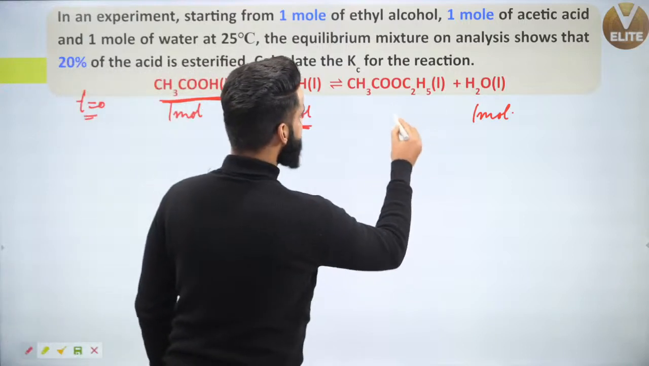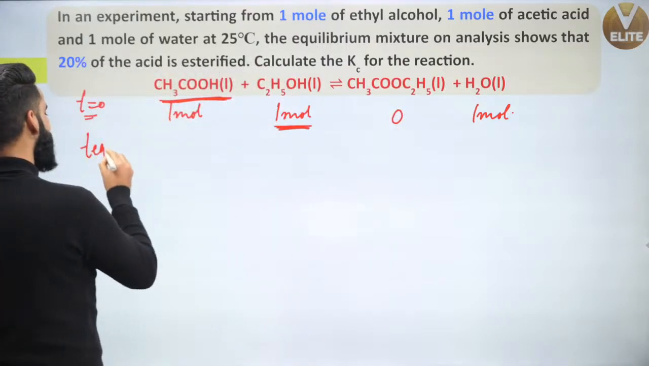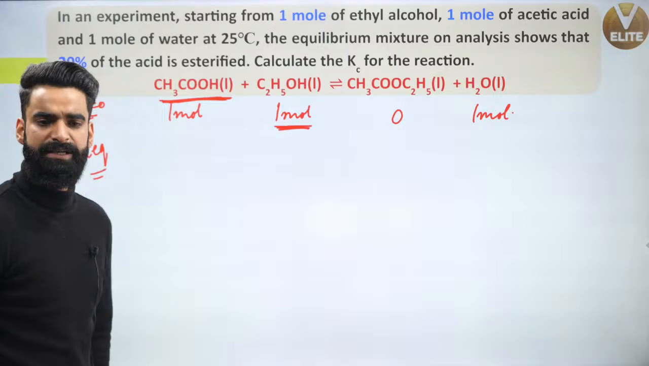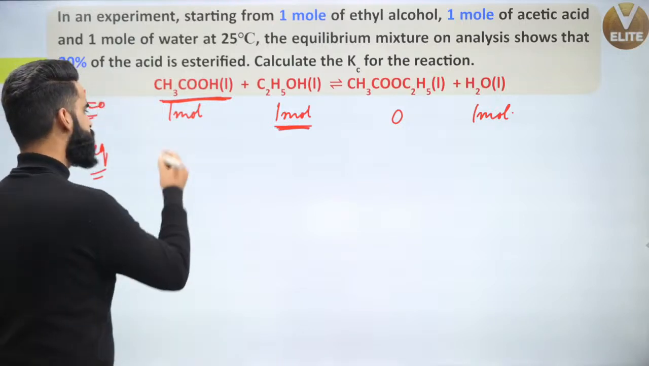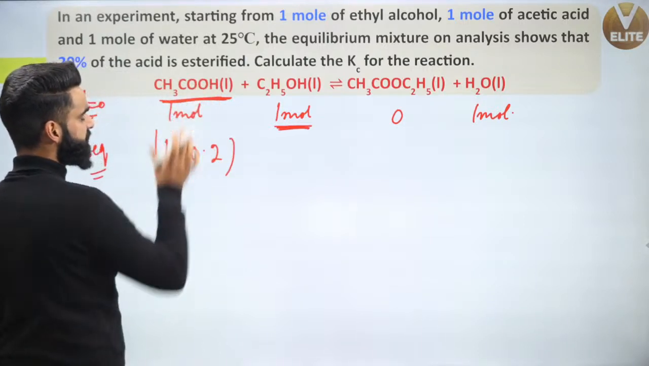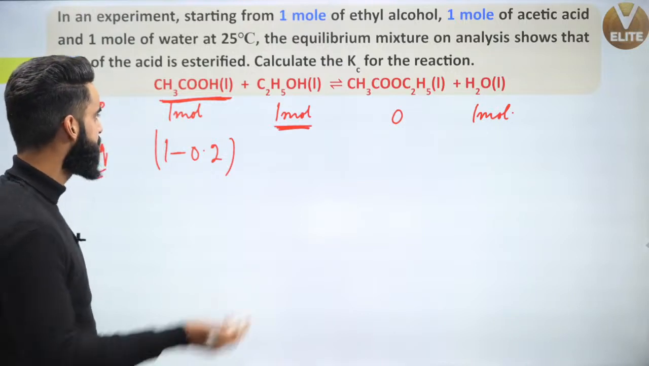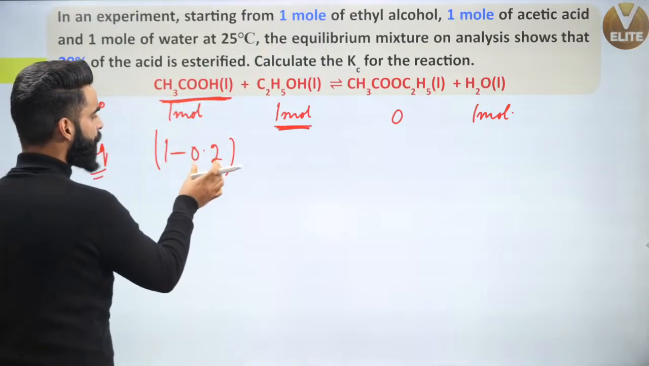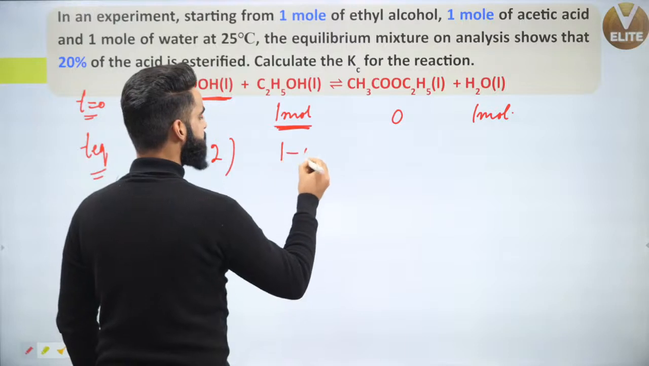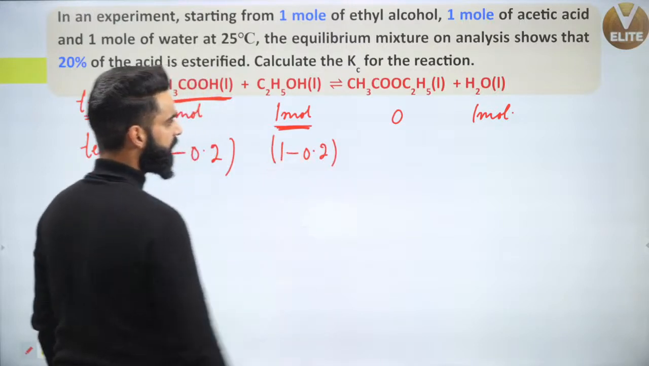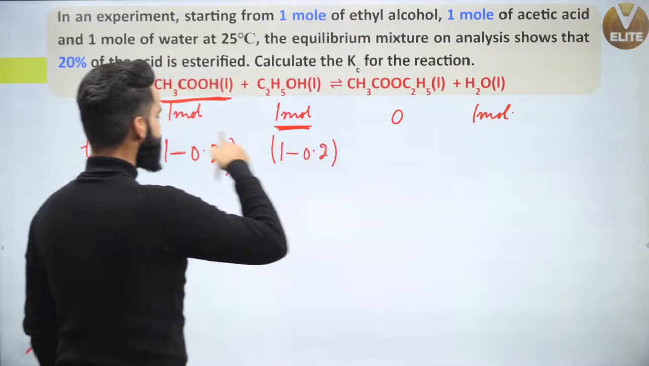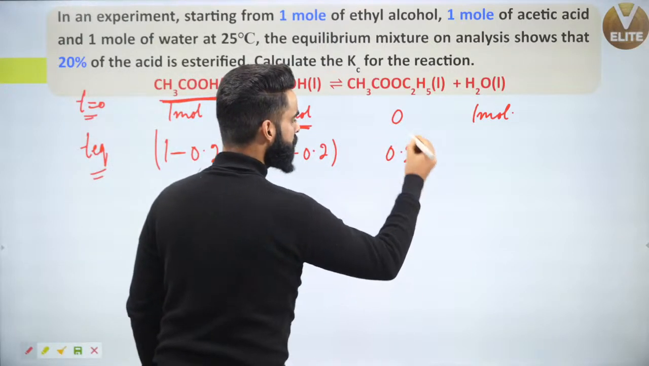moles. Correct? So at equilibrium, out of 1 mole of acetic acid, 0.2 moles have reacted. If 0.2 moles have reacted, how many moles will be left? I'll say 1 minus 0.2 moles of CH3COOH will be left at equilibrium. Similarly, 1 mole reacts with 1 mole, so 0.2 moles should react with 0.2 moles. So how many moles of ethyl alcohol will be left? 1 minus 0.2 as well. How many moles of ester have got formed? 1 mole gives 1 mole, so 0.2 moles should give me 0.2 moles. Right?